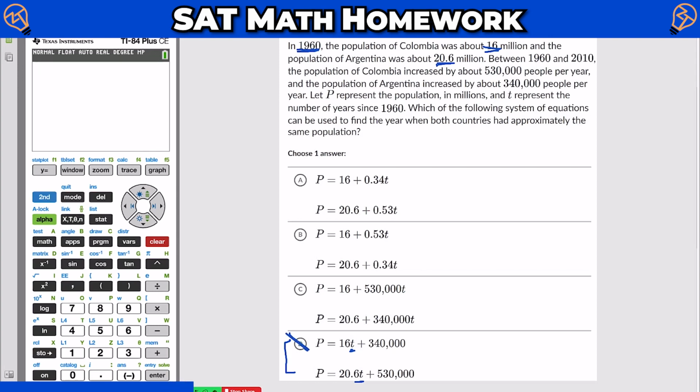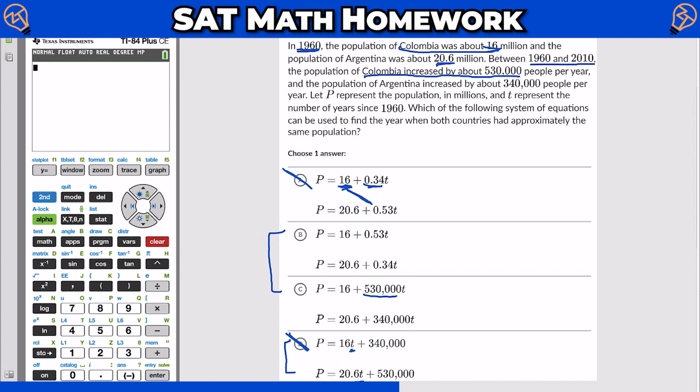Then they go on to say that between these years, so this 50-year period from 1960 to 2010, the population of Colombia increased by about 530,000 people per year. And remember, Colombia was the country that started with 16 million. Well, the 16 million corresponds with that 16 there. So it doesn't make sense that there would be a 0.34. It should be, if anything, either a 0.53 or a 530,000, depending how we're looking at it. So we can automatically eliminate A. And now we're down to options B and C.